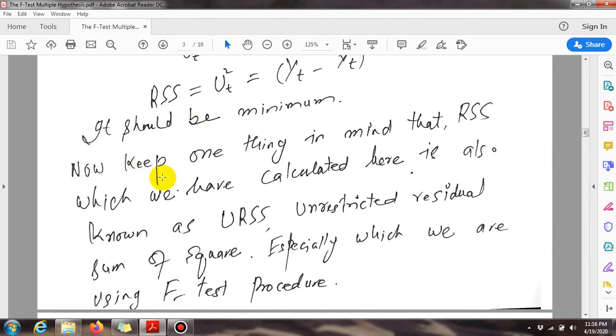Now keep one thing in mind, that the residual sum of squares which we have calculated here is also known as the unrestricted residual sum of squares, especially when we are using the F-test procedure. If we are not using the F-test procedure, then we can simply write it RSS. But when you are using the F-test procedure, then you have to write it in this form, URSS, the unrestricted residual sum of squares.